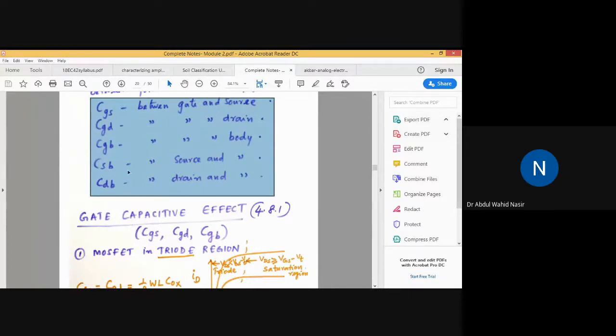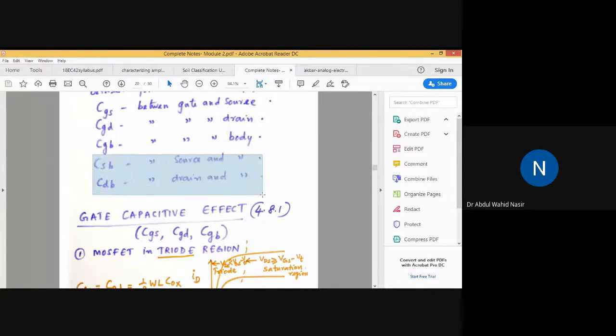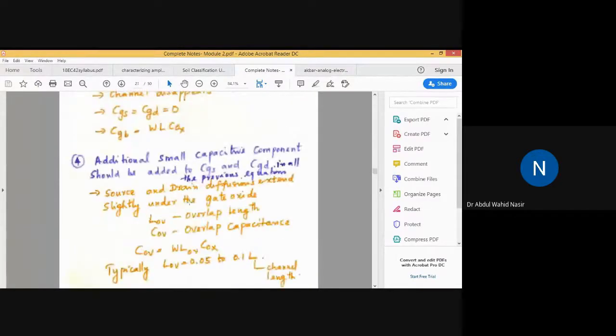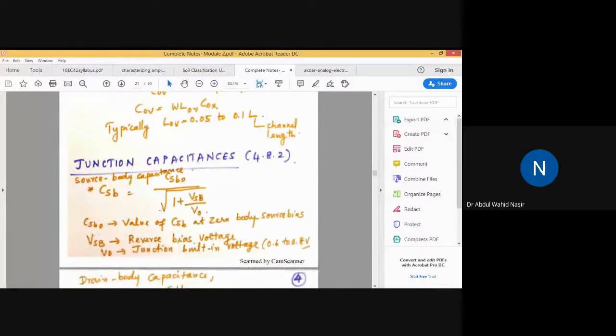Now the other two capacitances, CSB and CDB, will be a kind of junction capacitance. This is a kind of junction capacitance, which we will see later.